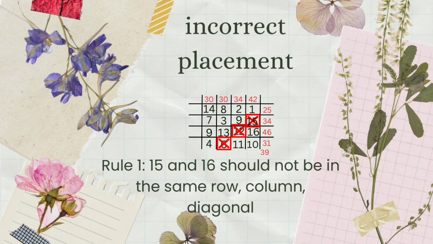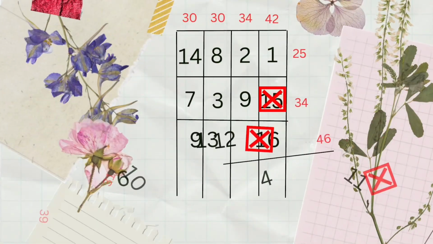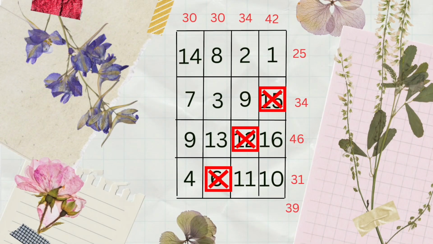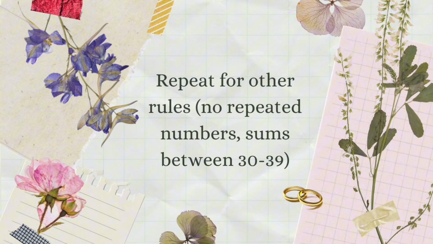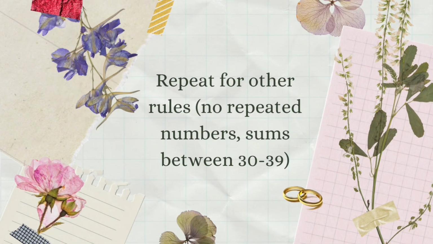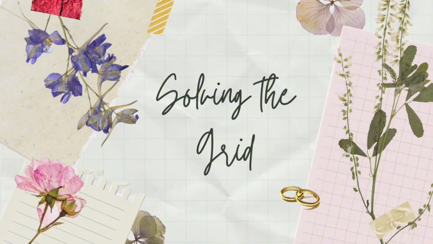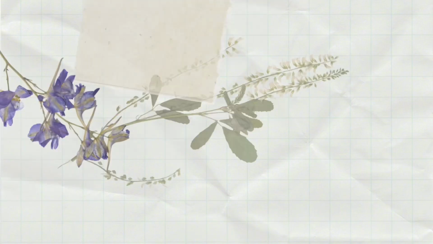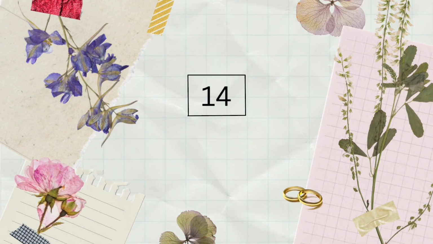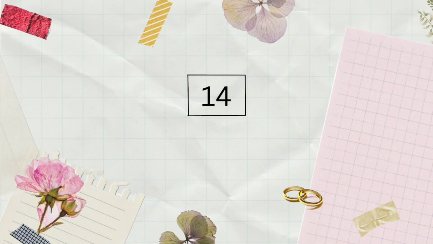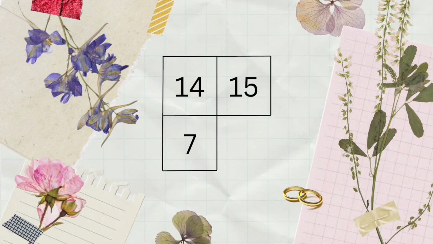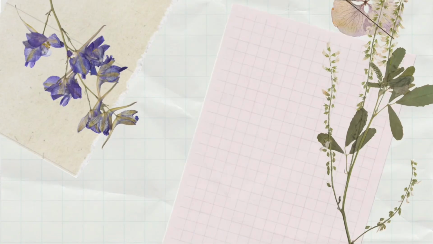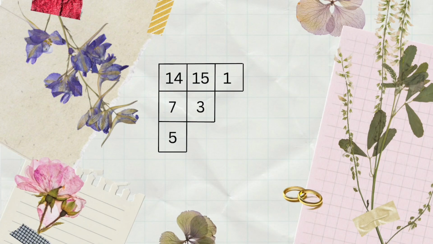The first row, second column cannot take a number lower than 8, or it would result in a sum below 30. After carefully testing placements, we deduce that m must be 15 to satisfy all conditions.